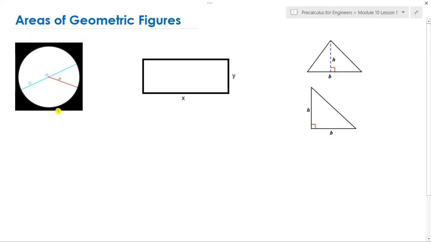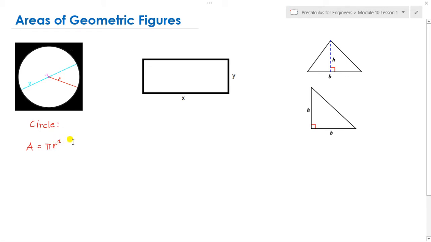So let's start with this one. What is the figure on the left? It's a circle, right? And what is the area of a circle? Class, what is the formula for the area of a circle? Okay, pi r squared. So this is basic, pi r squared.